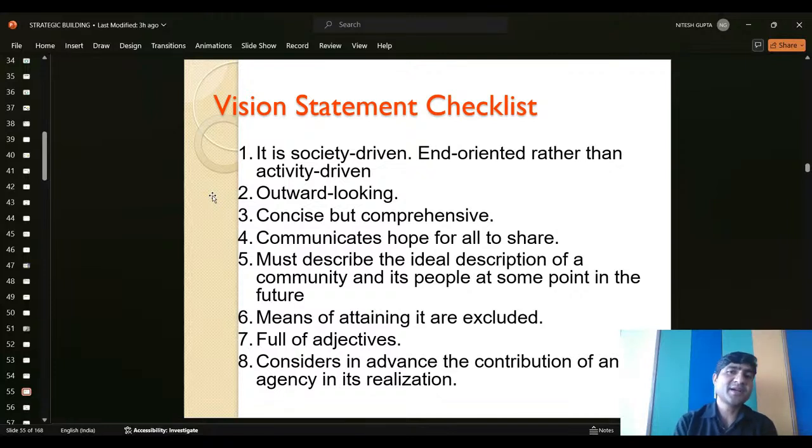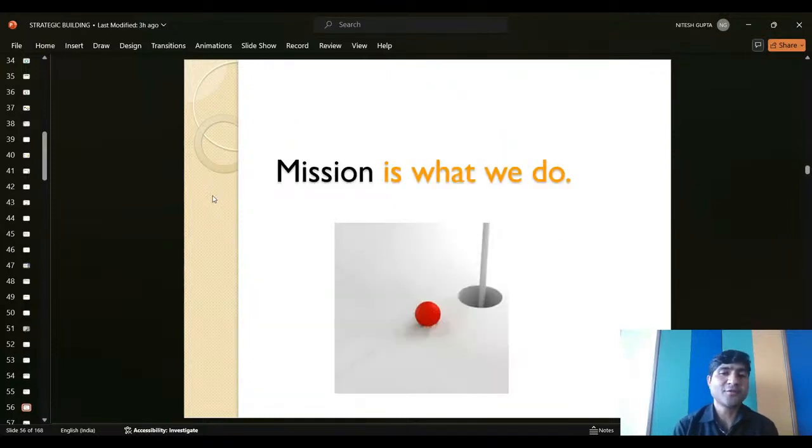Now, the vision statement checklist has to be like this if you really want to make a good vision statement. Is it society driven? Is it end oriented rather than activity driven? Is it outward looking? Is it concise? Does it communicate hope for all to share? Does it describe the ideal description? Does it exclude the means of attaining it? And does it fulfill the objectives of the organization? So such kind of things you will have to focus on.